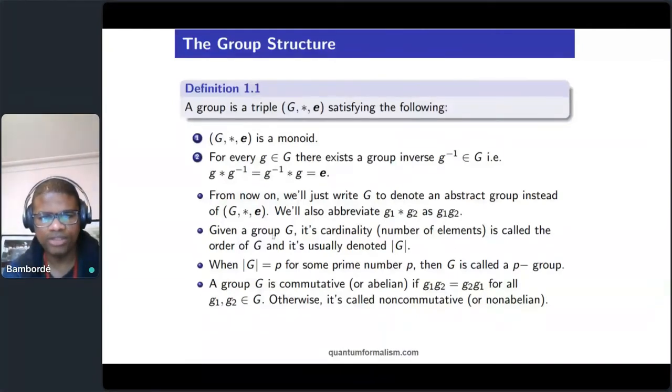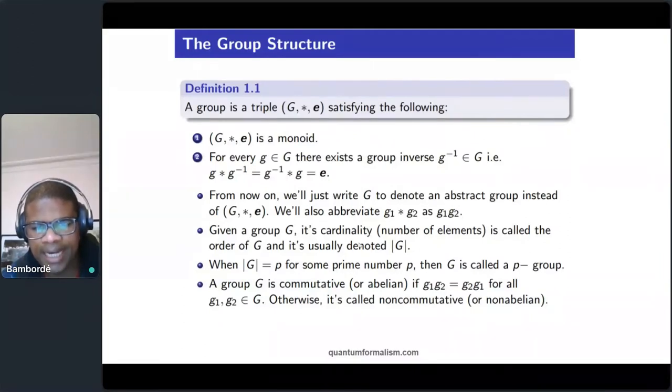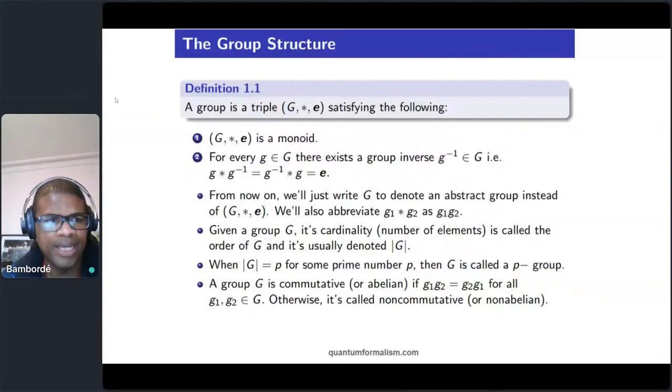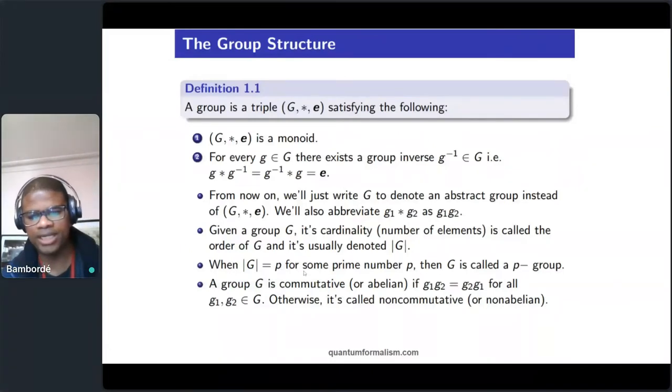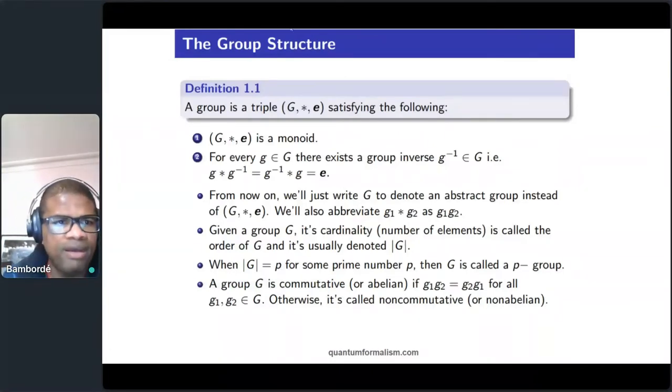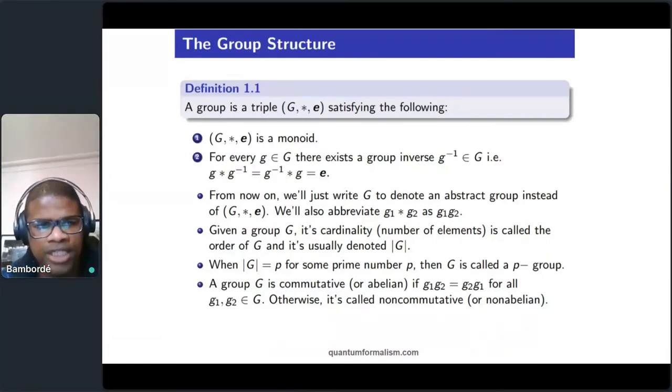So that's one convention. Another thing is more of a definition, to fix notation. Given a group G, the cardinality, which is the number of elements of the underlying set, is called the order of the group, and this is normally denoted like this. If you see this, it means the order, the number of elements of G. This will show up a lot in some of the theorems as we go along, so it's good that you know what it means. And if the cardinality is p, where p is some prime number, then the group is called a p-group. We'll come to this in the next few sessions, especially for those of you interested in cryptography.